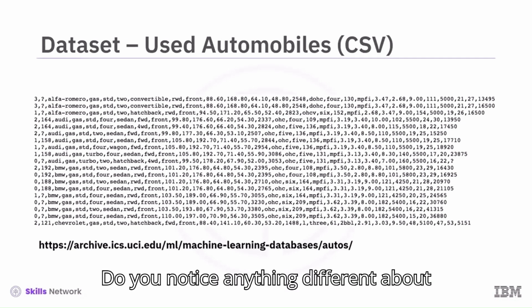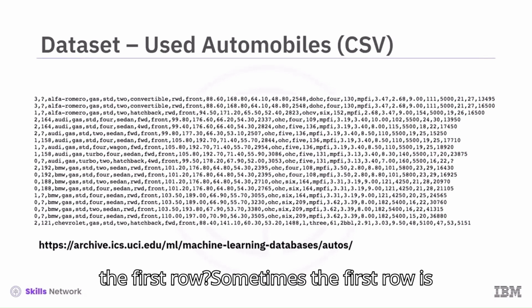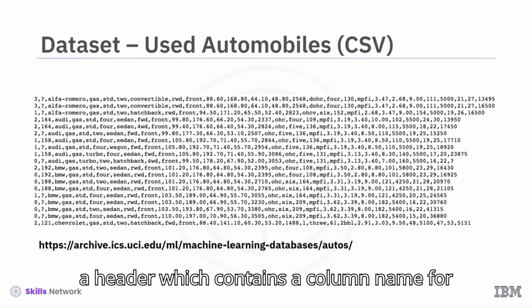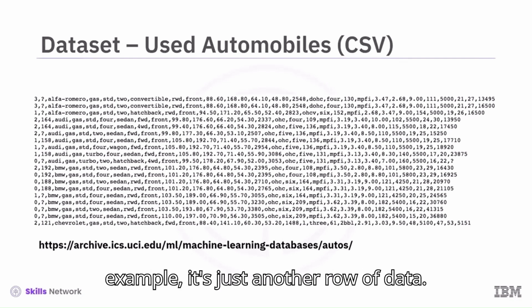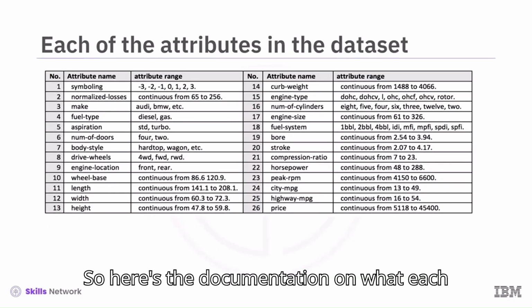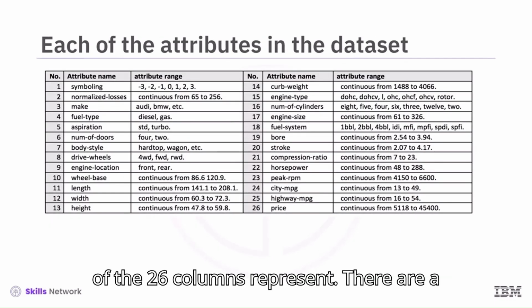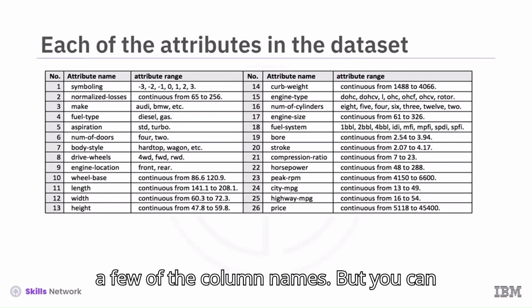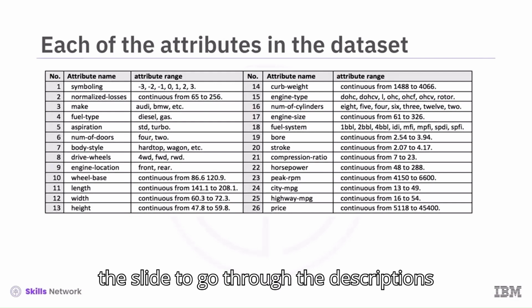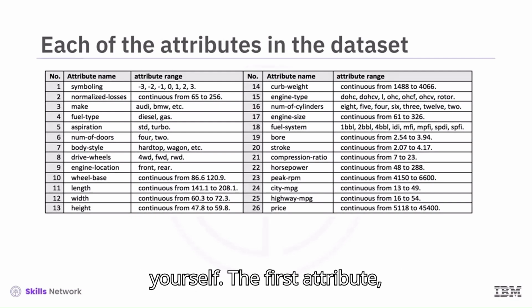Do you notice anything different about the first row? Sometimes the first row is a header which contains a column name for each of the 26 columns, but in this example, it's just another row of data. So here's the documentation on what each of the 26 columns represent. There are a lot of columns, and I'll just go through a few of the column names, but you can also check out the link at the bottom of the slide to go through the descriptions yourself.